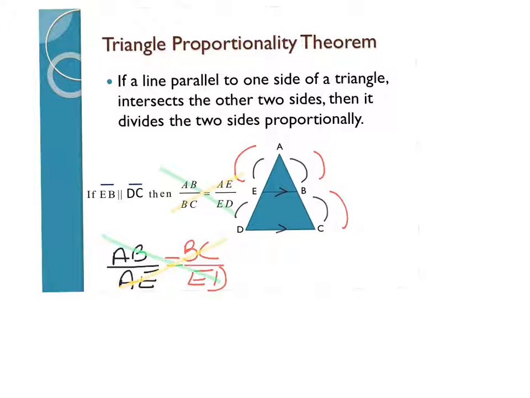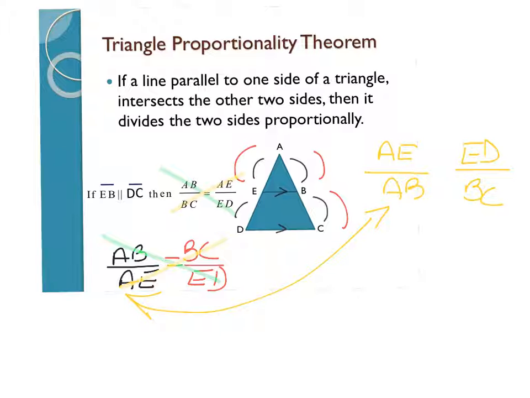Now, we could have also set it up as AE over AB. So, same thing that I did here, I'm now going to flip the fraction and then put ED over BC.